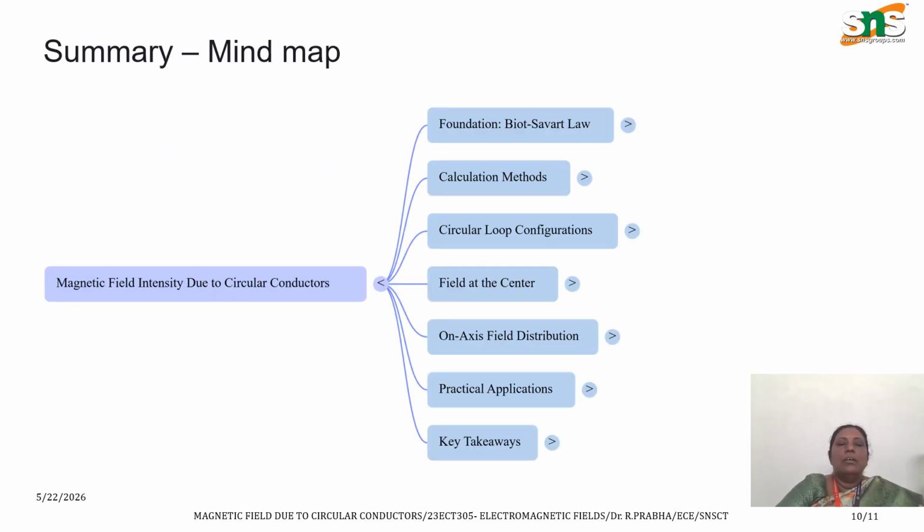In the summary part, we first saw Biot-Savart's law and a recall of the previous topic, that is, magnetic field intensity due to a straight conductor. Next we came to calculation methods. First we saw the loop configuration and the field at the center was calculated. The on-axis field distribution was considered, and we discussed the practical applications and finally the key takeaways.